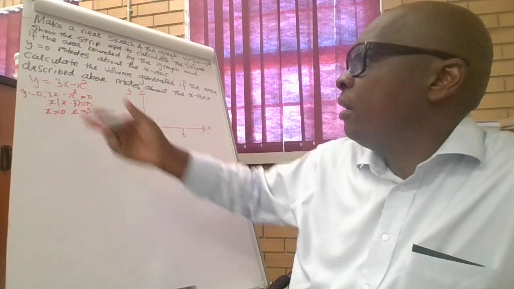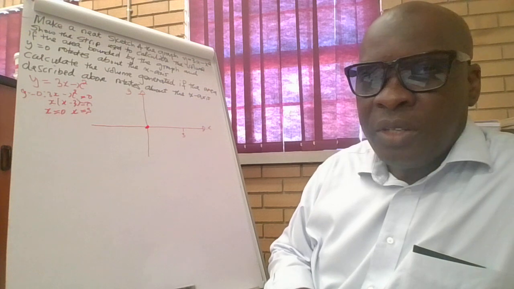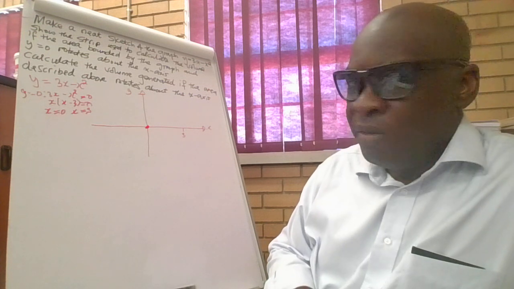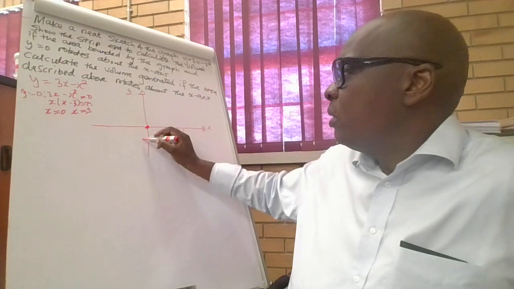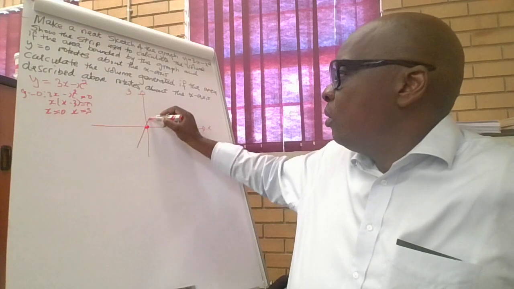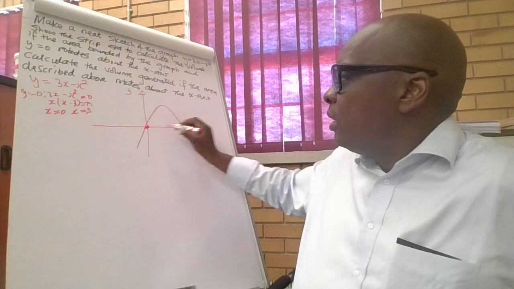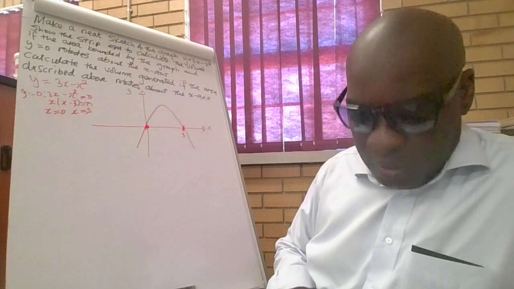Now the function y is equal to 3x minus x squared. You can see that the coefficient of x squared there is negative. So therefore this graph, this parabola, will be facing downwards. So when we sketch this graph, it is going to look like that, where this is the point 3 and this is the origin where it is passing through.